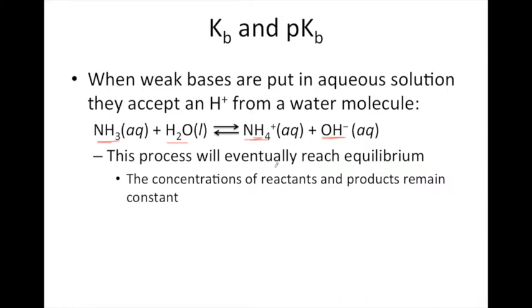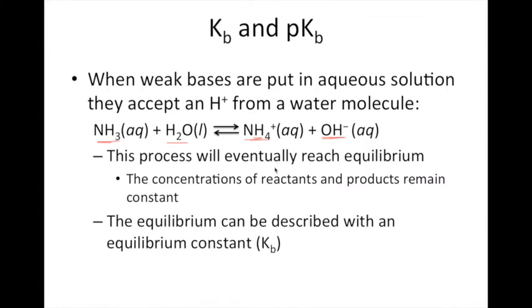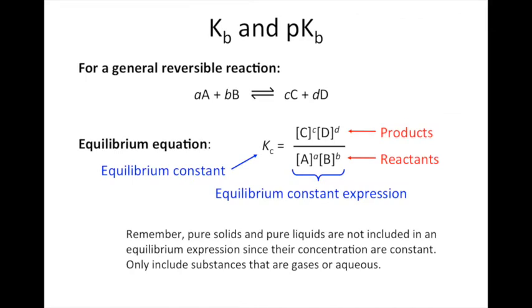Anytime we have a process or reaction that is at equilibrium, it can be described numerically by an equilibrium constant. In this case, we call the equilibrium constant Kb, the B representing a base, since we have a base being dissolved in water. Like any equilibrium constant, our Kb value is temperature dependent. So as long as we keep the temperature constant, our Kb value will be a constant.